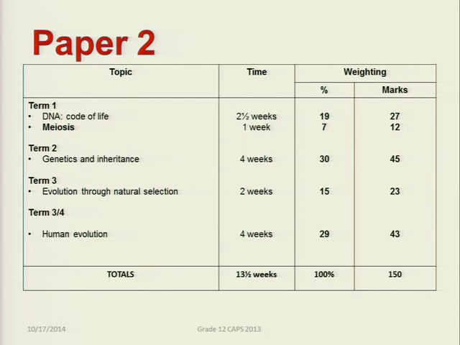Then we went to genetics and inheritance. Under genetics and inheritance, we're supposed to know the following. We look at monohybrid and dihybrid crosses. We have to know monohybrid as well as dihybrid crosses. Both of them in the exam are going to carry the same marks, which is plus or minus between 6 and 7 marks.